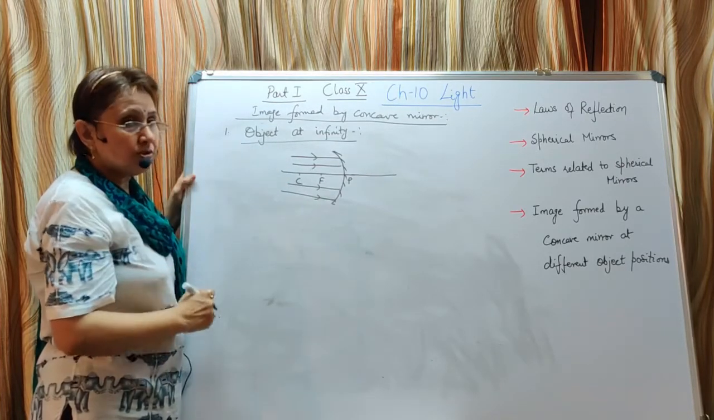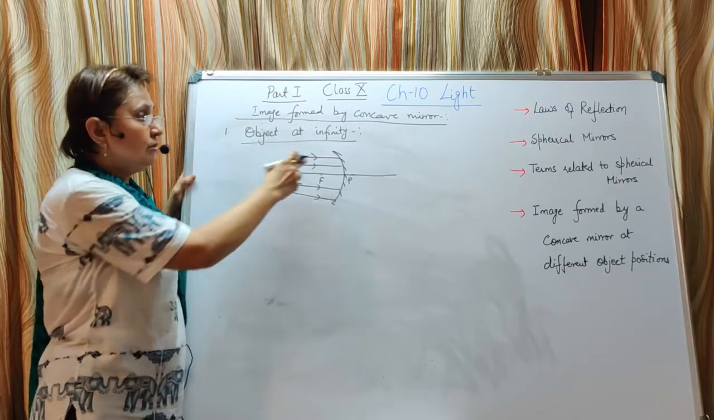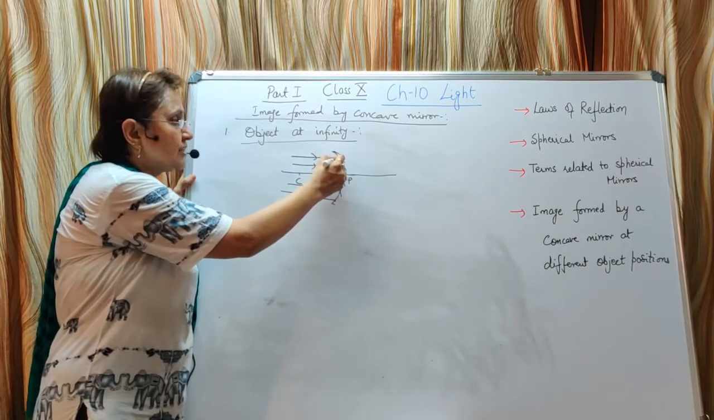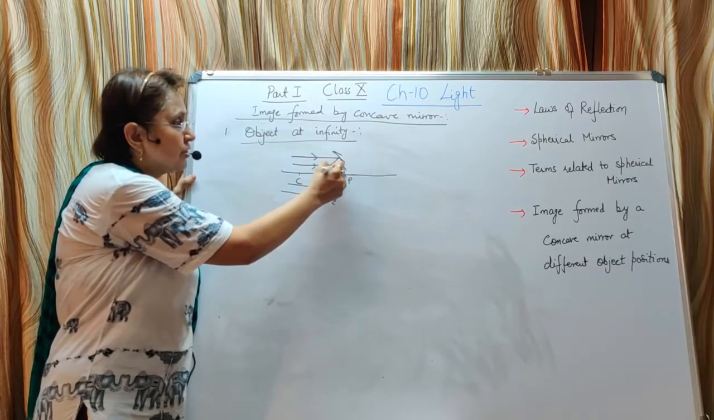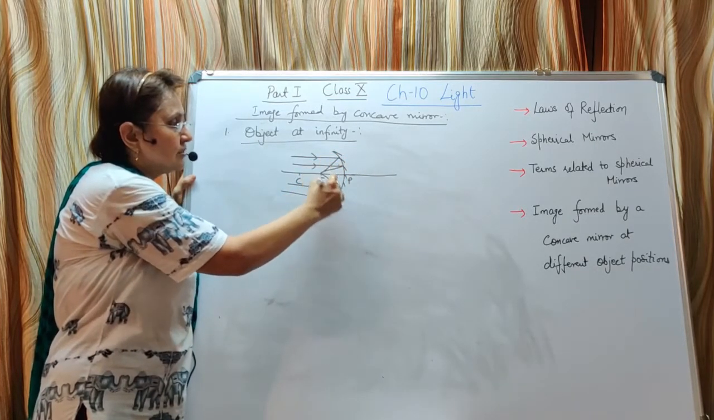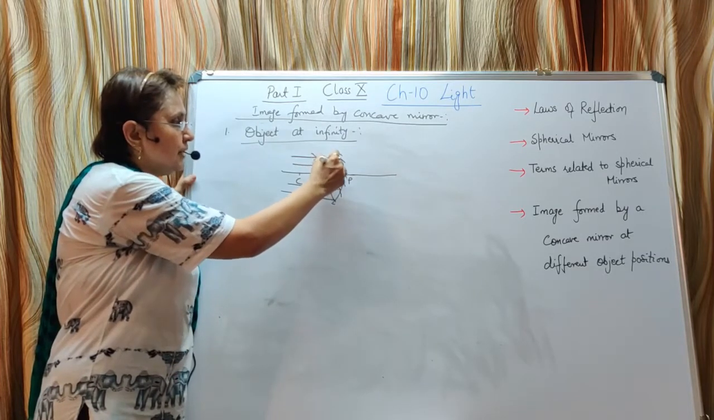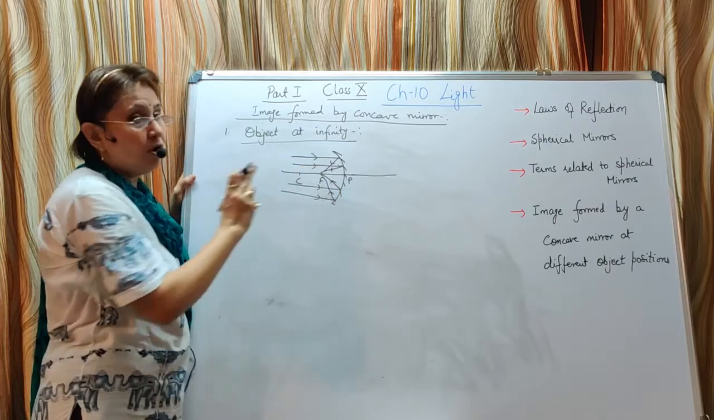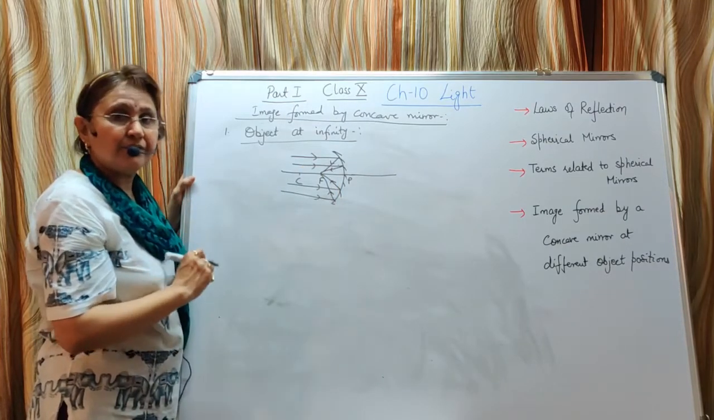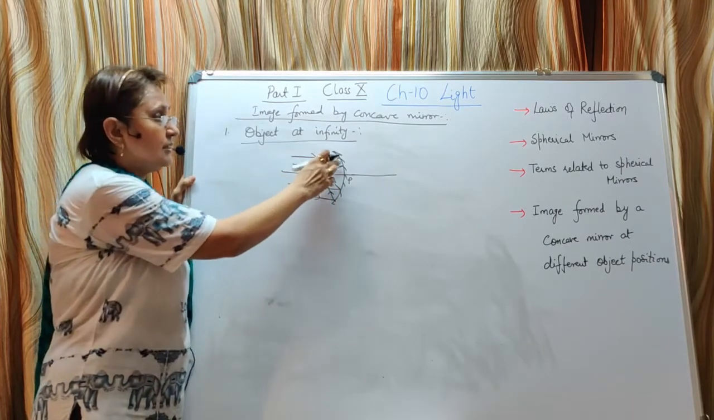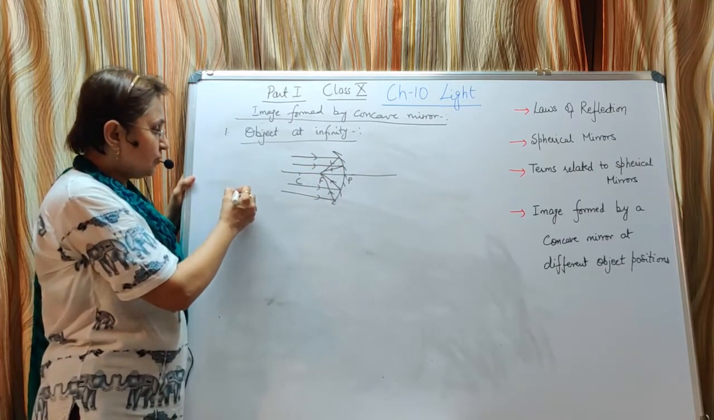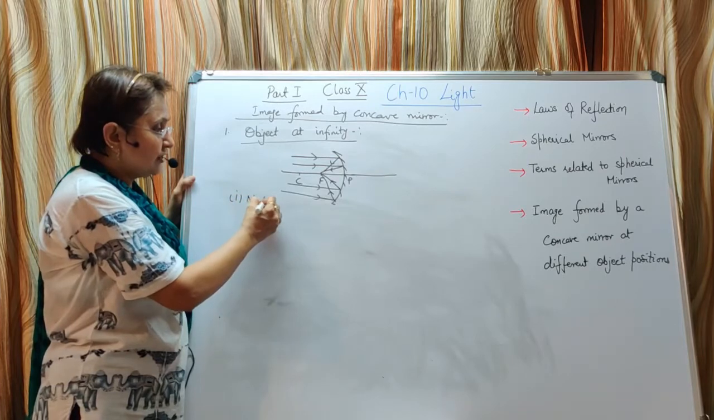Now use those rules. According to the first rule, any ray of light parallel to the principal axis after reflection passes through the focus. So all these rays are parallel to the principal axis, and after reflection they all meet at F. So where is the image formed? It is formed at the focus. So the first point we'll discuss is the nature of the image.